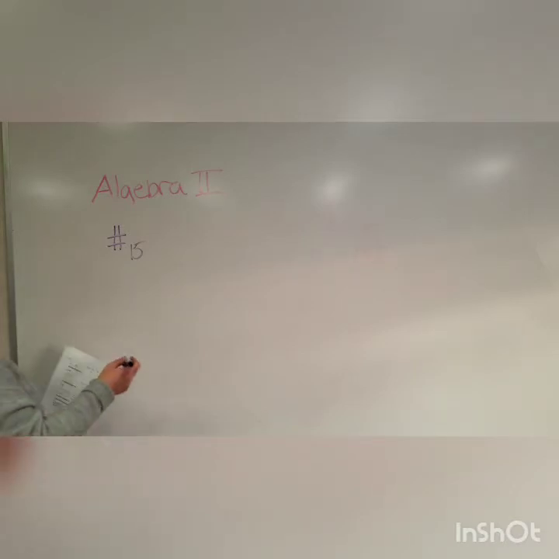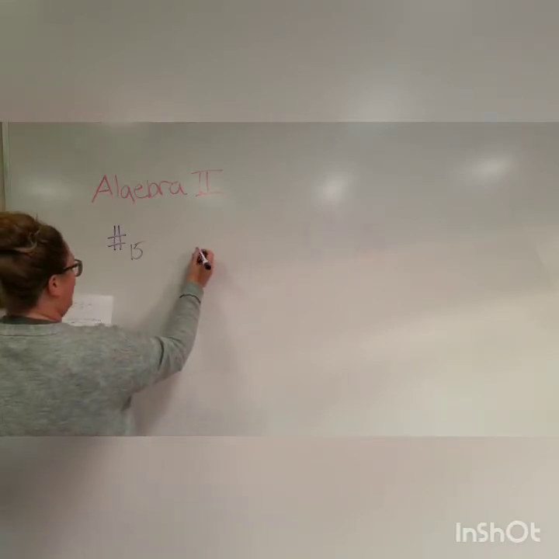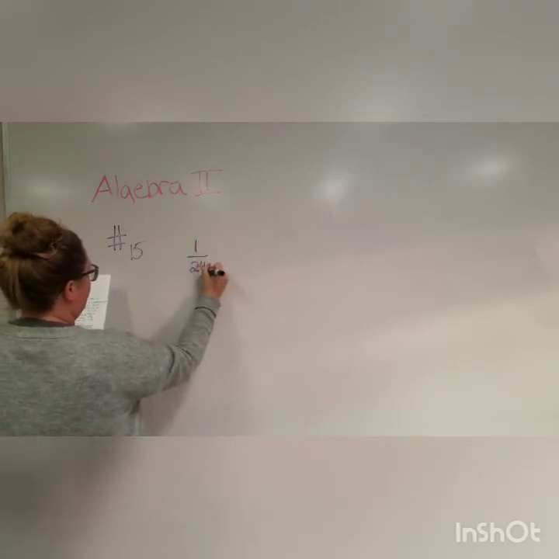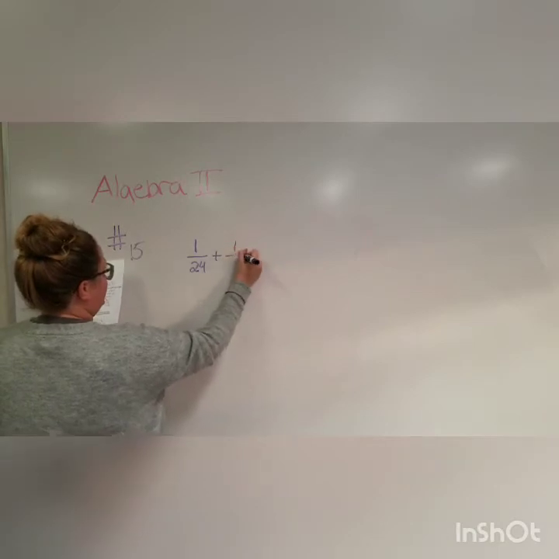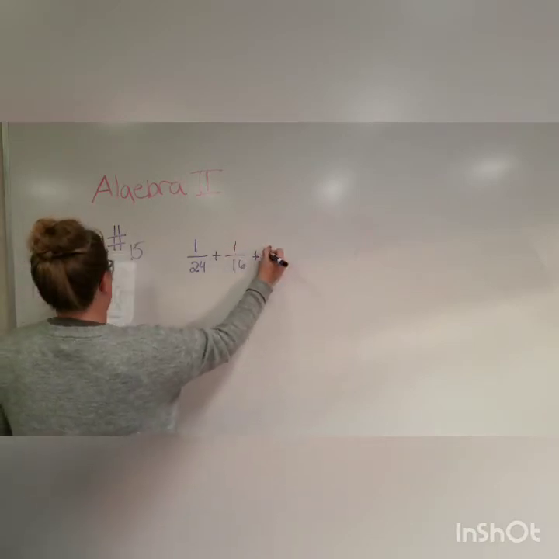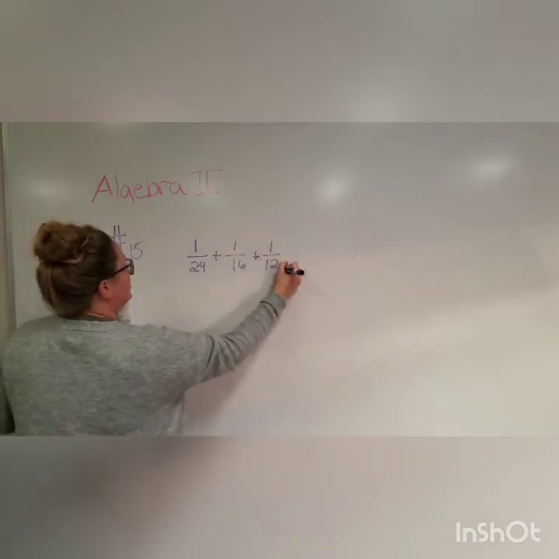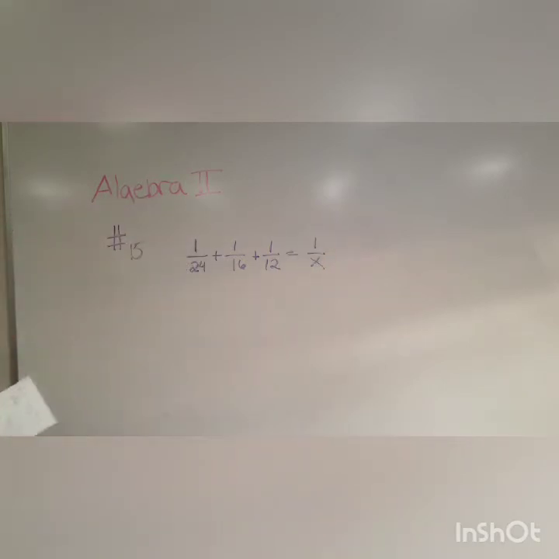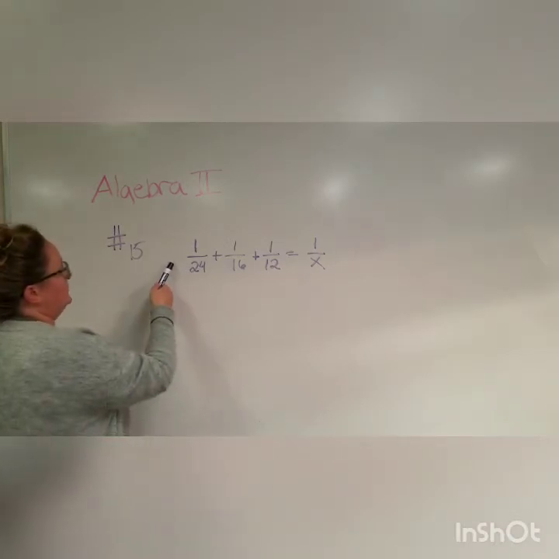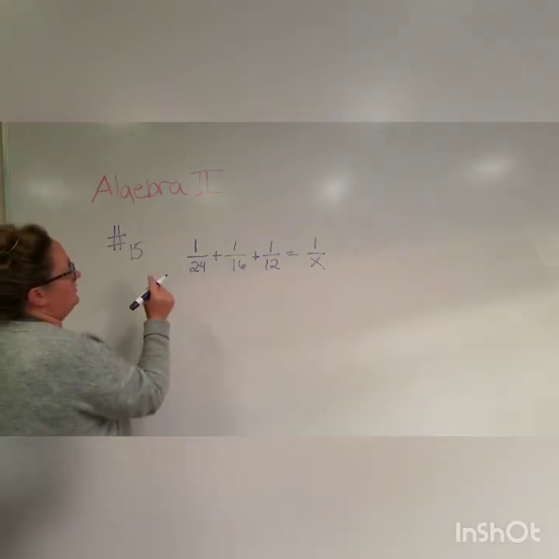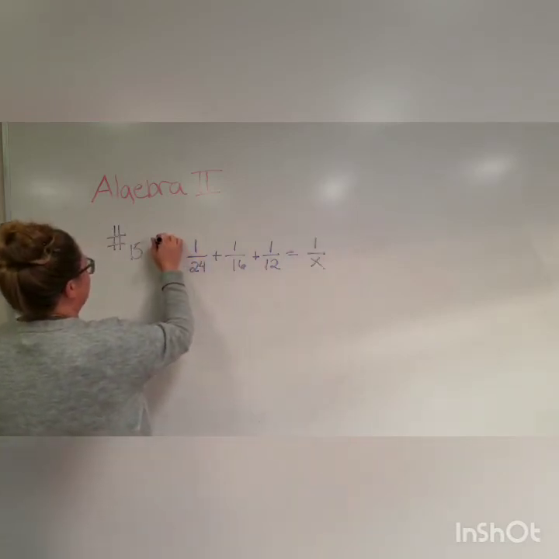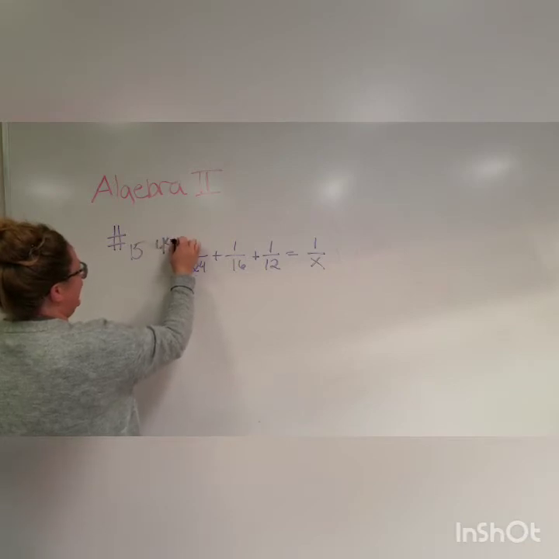So work problems are actually really simple. You put 1 over each amount of time: 1 over 24, working together with 1 over 16, working together with 1 over 12. How much time? And you would put 1 over x. All right, so your common denominator here is going to be 48. 24 goes into 48 twice, 16 goes into 48 3 times, and 12 goes into 48 4 times. So your common denominator is actually going to be 48x.